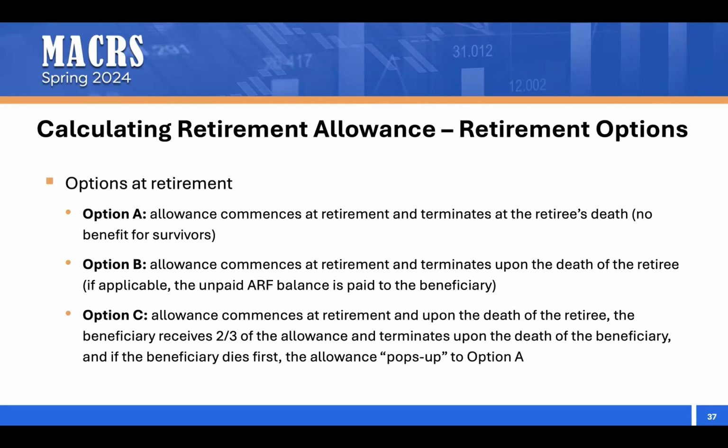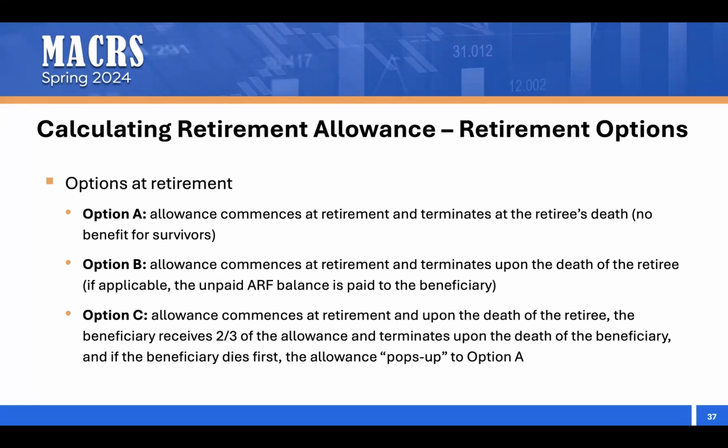So option A is the greatest retirement allowance a person can receive. The allowance commences at retirement and terminates at the member's death. There's no benefit for survivors. Option B is a slightly smaller allowance. It's typically 1 to 5% less than the option A benefit. And under option B, the annuity paid to the member is slightly less than under option A. Again, option B is paid for the lifetime of the member.